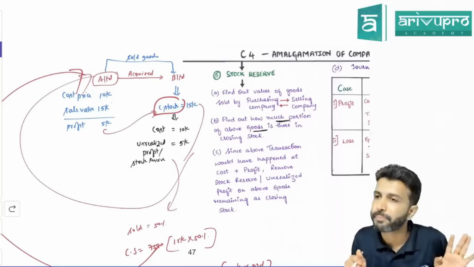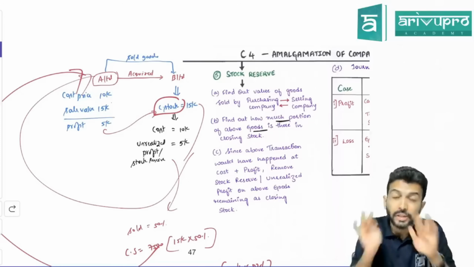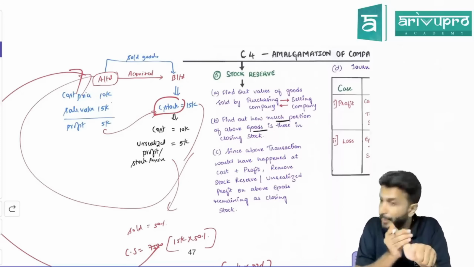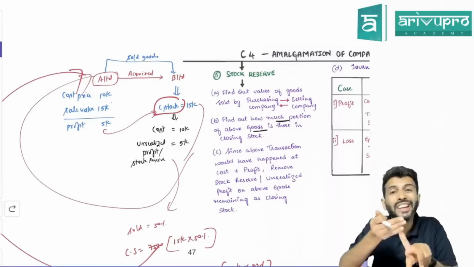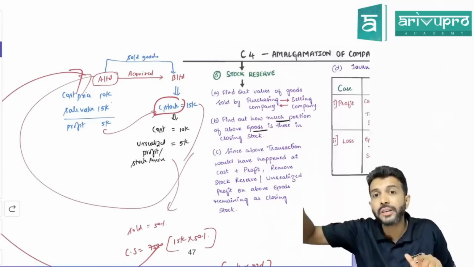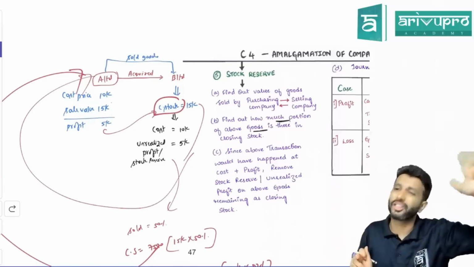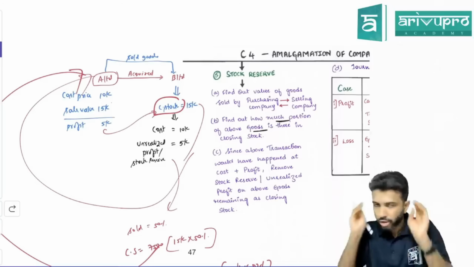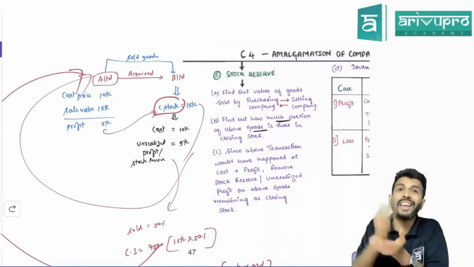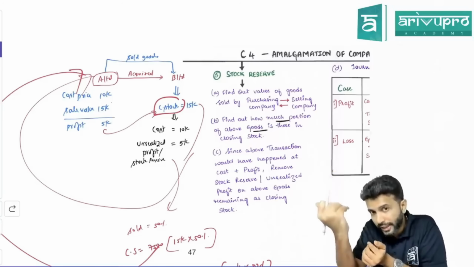What will you debit? What will you debit? Sir, that depends on the method and that depends on the case. Meaning whether it's a profit scenario or whether it is a loss scenario. Understood the meaning? So if there is unrealized profit, we need to eliminate, so closing stock value we need to reduce.